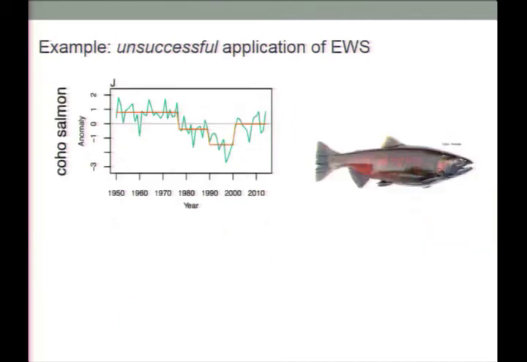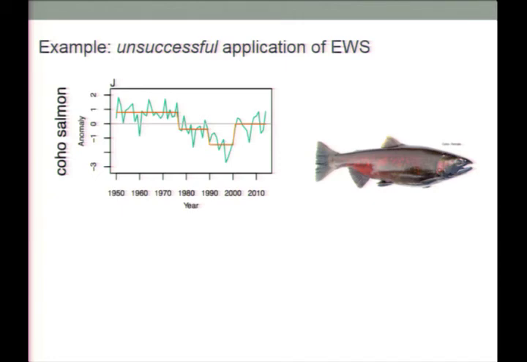An unsuccessful example of the application of early warning signals comes from coho salmon in the Northeast Pacific in the California current system. Salmon are known to have a strong response to the Pacific decadal oscillation here, and they also show a response pretty quickly, usually within a year or so. And here's the time series of salmon abundance anomalies dating back to the 1950s, and this red line indicates significant breaks in that time series. And these breaks line up very nicely with shifts in the PDO from warm to cold or cold to warm periods.